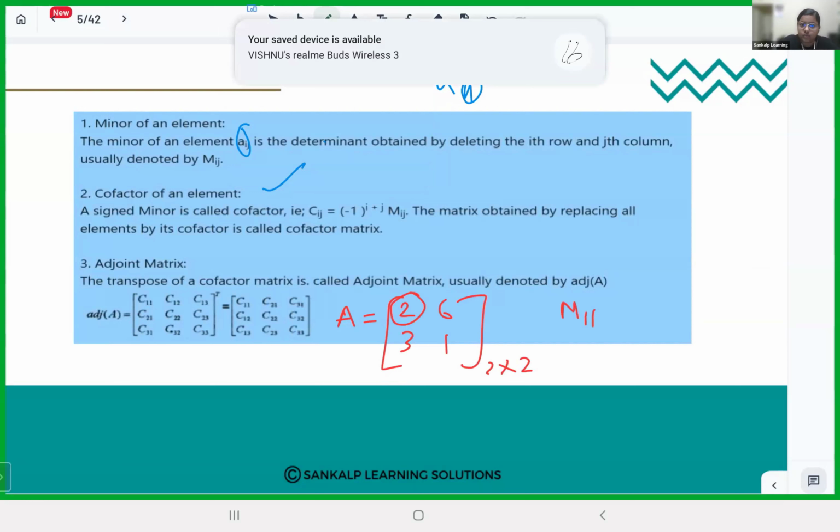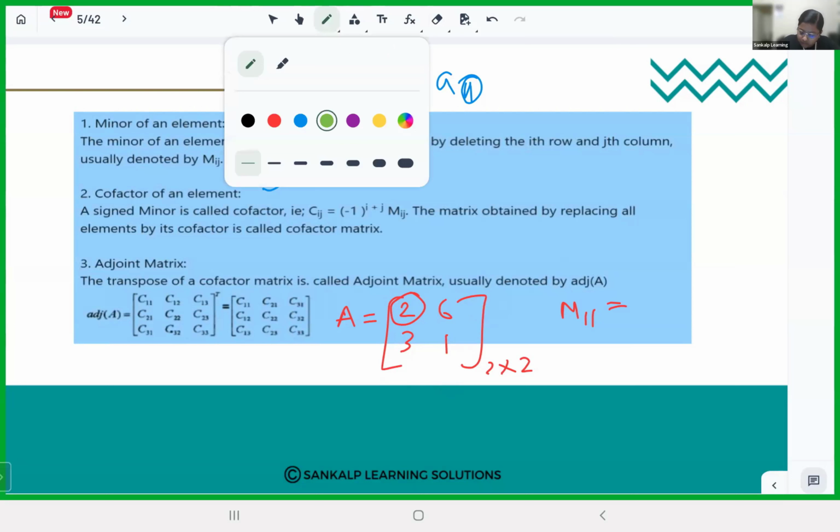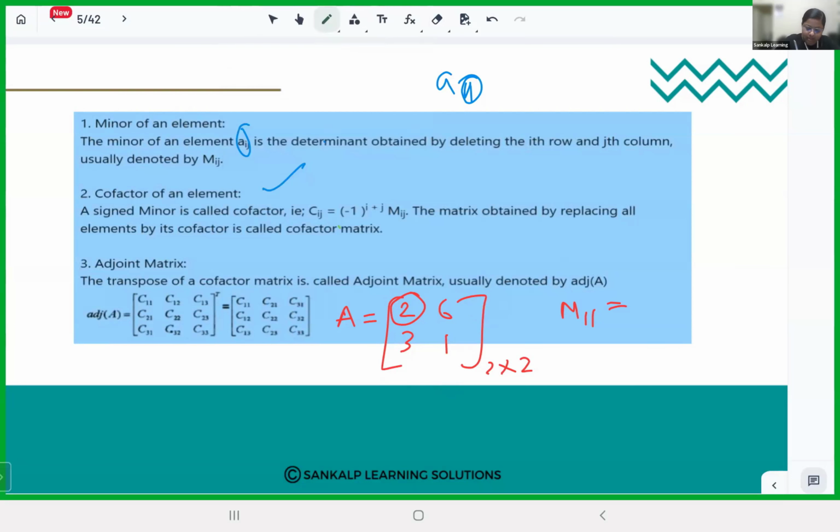We are finding out the minor of that element. How will you do that? You have to delete the row and column containing that element, which means you have to delete this column and this row. Right, this column and this row deleted. So what is remaining here? Actually, since it is a 2 by 2 matrix, there is no other minor there. So it will be that value, 1.